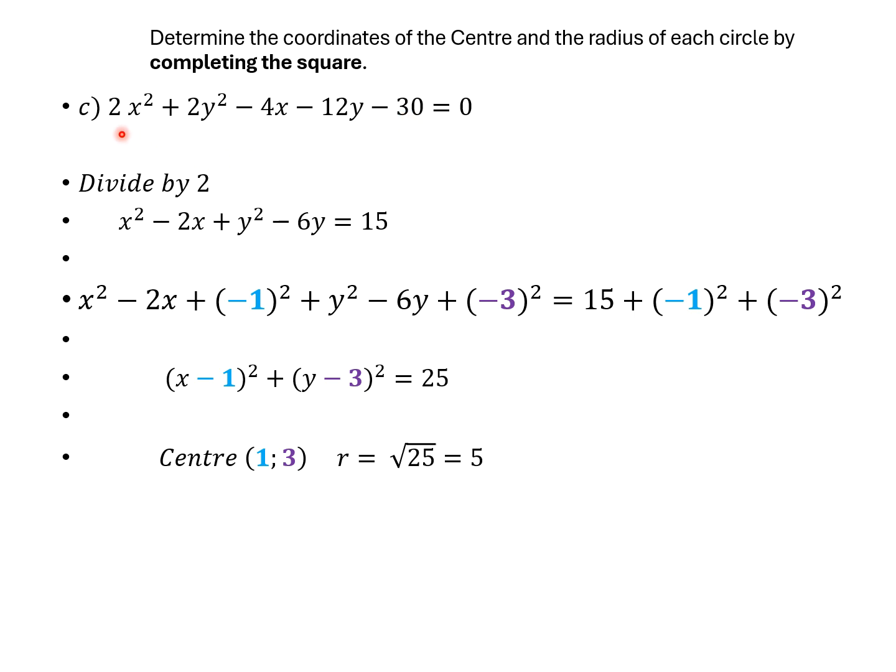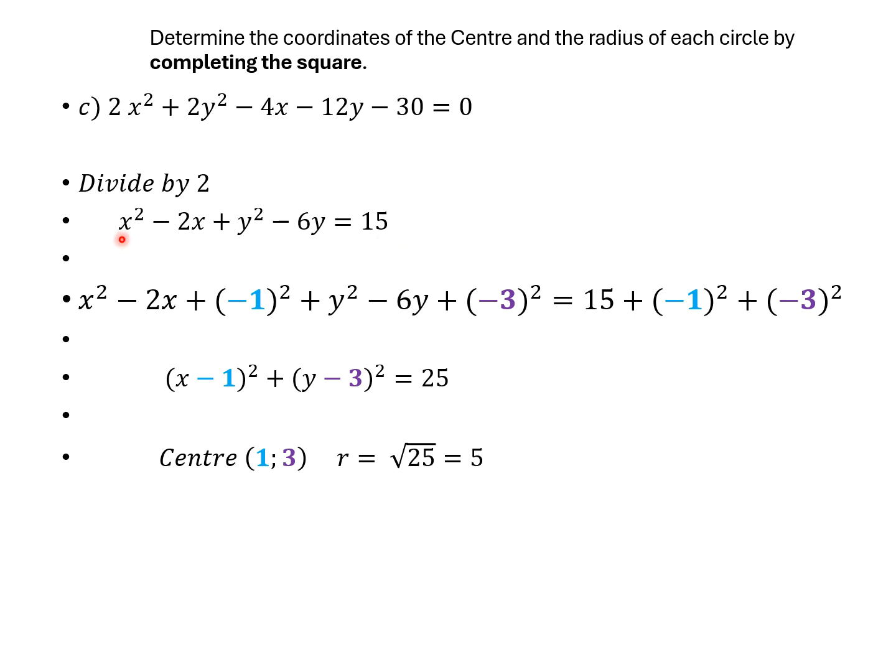Alright, so yeah, I can divide everything by 2 first. Normally when we complete the square, we don't want a coefficient other than 1 in front of x squared and y squared. So x squared divided by 2 gives me x squared. Minus 4x divided by 2 gives me negative 2x. 2y squared divided by 2 gives me y squared. Minus 12y divided by 2 gives me minus 6y. And if I take negative 30 over, it becomes positive 30 divided by 2, which gives me 15.